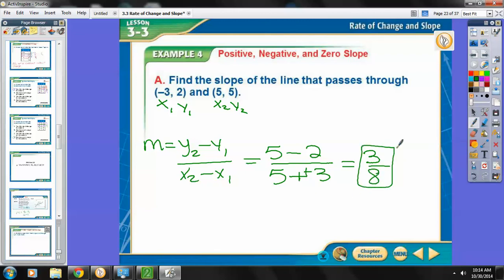Our slope is 3/8. Do you want to go ahead and solve it, like take it to a decimal? 3 divided by 8? No, I want you to leave it as a fraction. When we talk in terms of slope, it is rise over run, and we'll need to leave that as a fraction. 3/8. I do want a fraction in simplest form, though, if you are able to simplify.